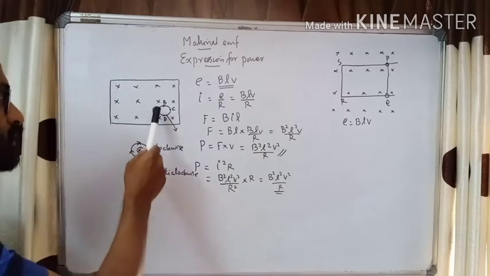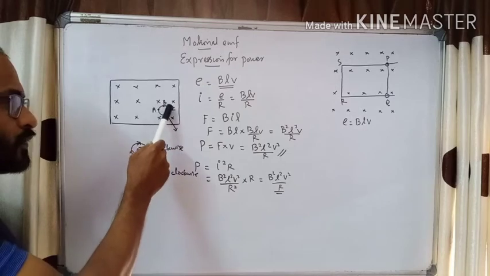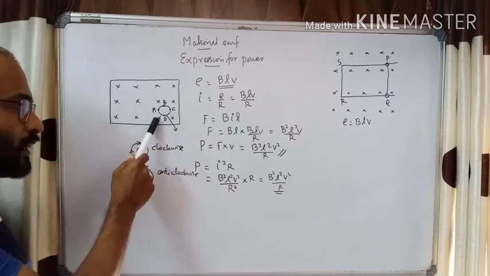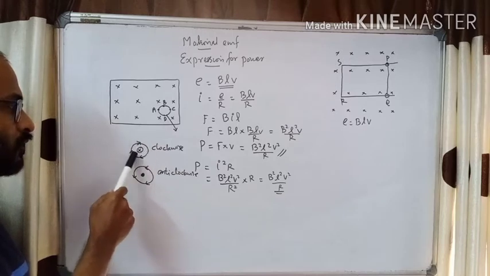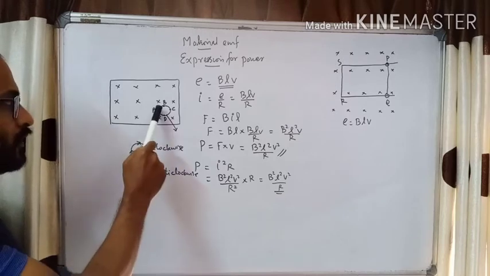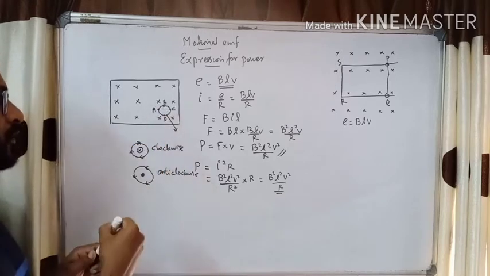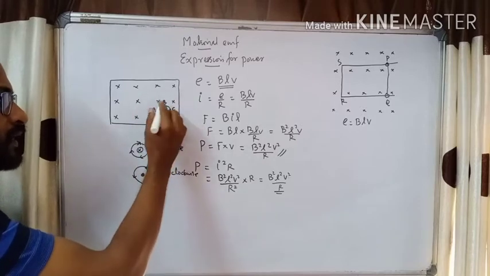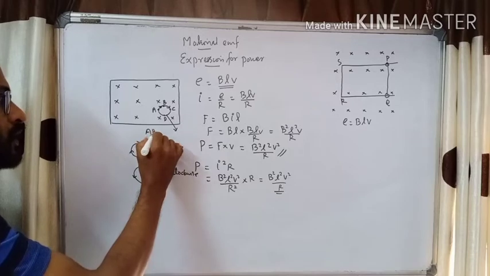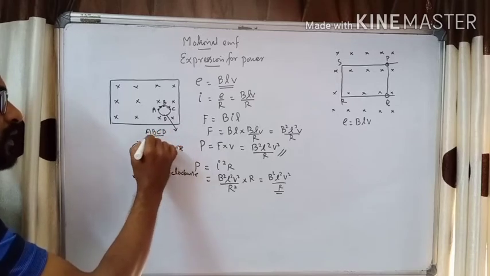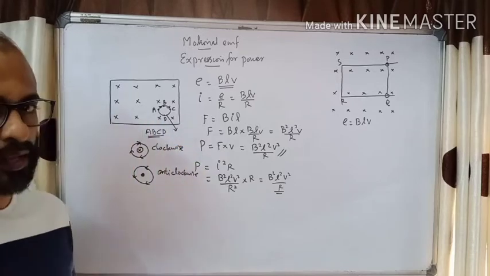Since the flux is decreasing, the current induced should produce a magnetic field in the same direction as the existing field. Same direction means we need into. For this, current should flow in a clockwise direction, which is the clockwise direction A, B, C, D in the figure. So the current flow is in the direction A, B, C, D. In this manner, current should flow here.